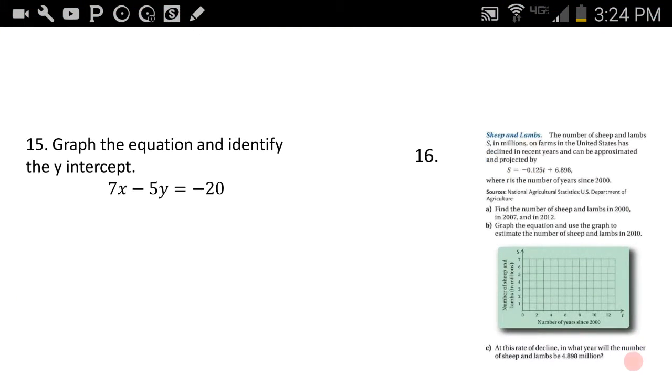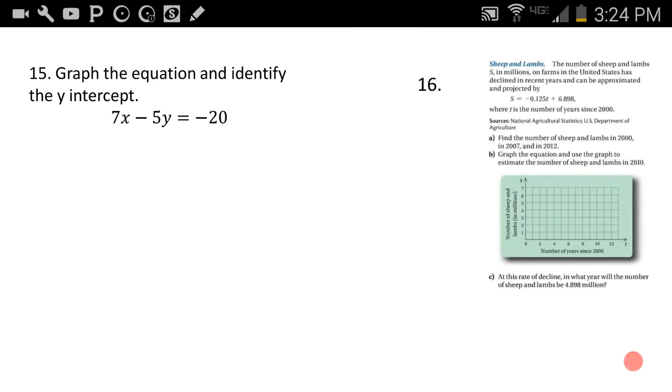Okay, let's look at 15 and then we'll look at 16. Number 15 is graph the equation and identify the y-intercept. So this time we can do it either way. Let's go ahead and plug in points, since we haven't done that on this review yet, because I don't like doing that. And actually, looking at this problem, we won't get even numbers, so let's not do that. Let's go ahead and get our y equals mx plus b form.